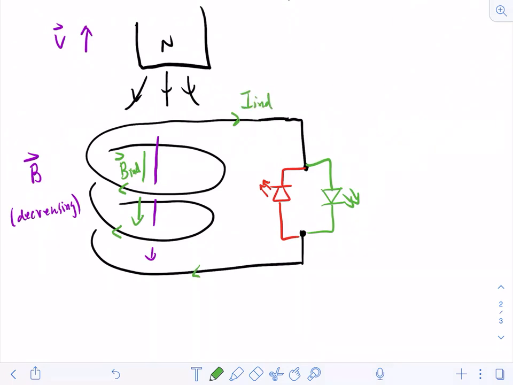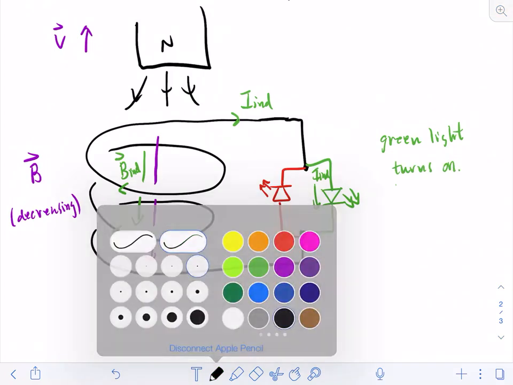It can't go through the red LED because now that's the wrong orientation. And so it can go, however, through the green LED, I induced in that direction, and we get the green light turns on. Okay, so that's the first demonstration that I'm going to try to show you.